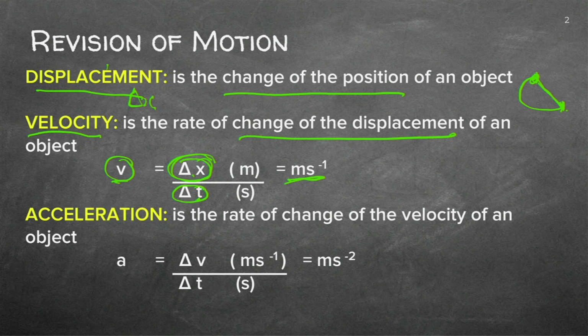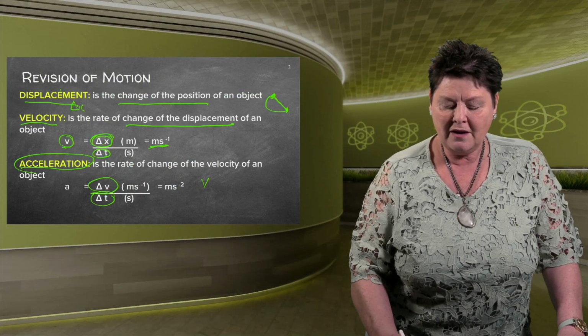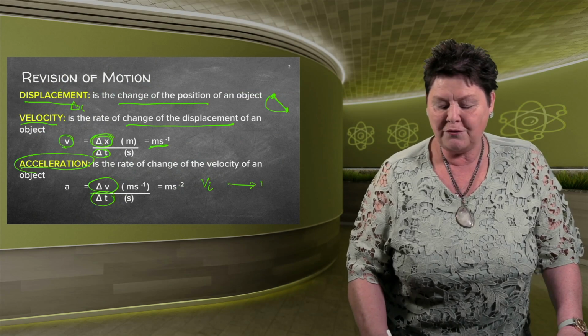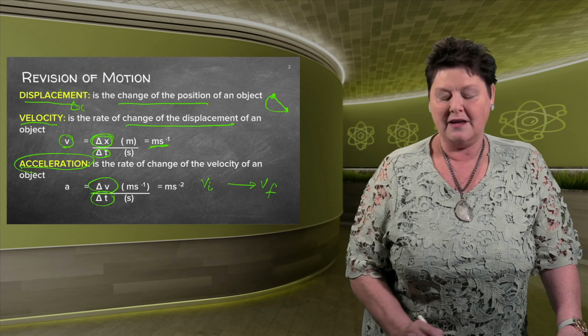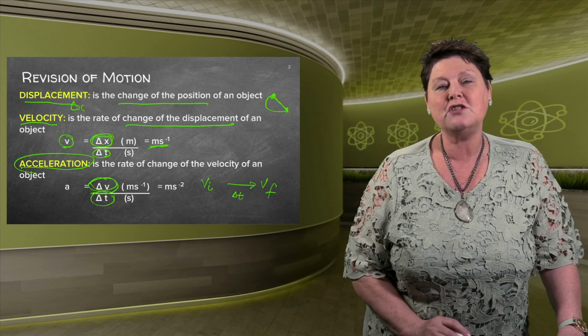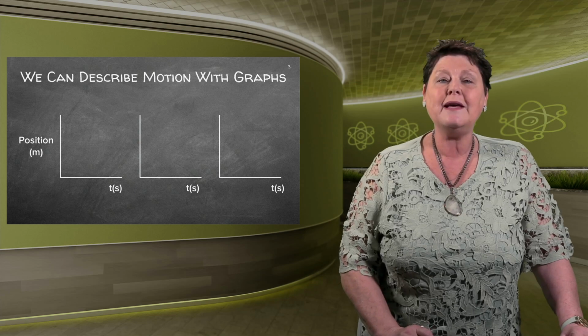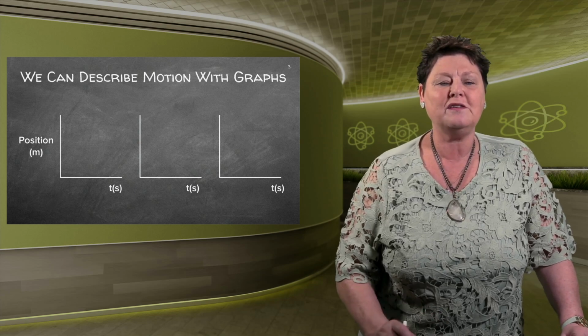When the velocity changes, you're going faster or you're going slower. So that will be a change in velocity in a certain time, and that we call acceleration. Remember, we accelerate from the initial to the final velocity, and that will be in a certain time. And I can work out the change in velocity, and we'll show you now on graphs. So we can describe motion with graphs.